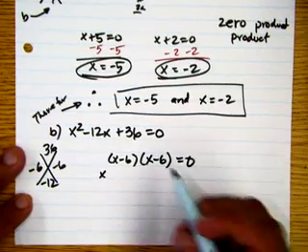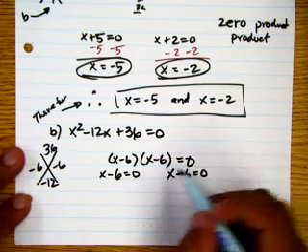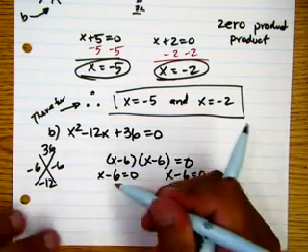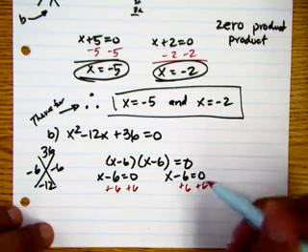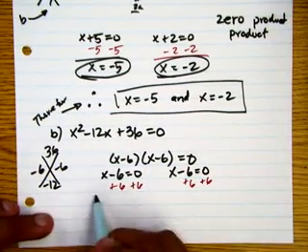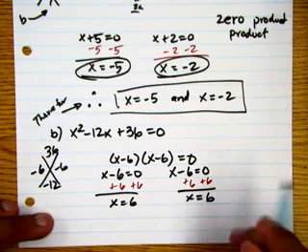Use the zero product property: x minus 6 is equal to 0. Since the factors are the same, I'll just do them both. We're going to solve for each one of these. I'm going to add 6 to both sides, and I'll do it simultaneously. And that will give us x is equal to 6 on both sides.